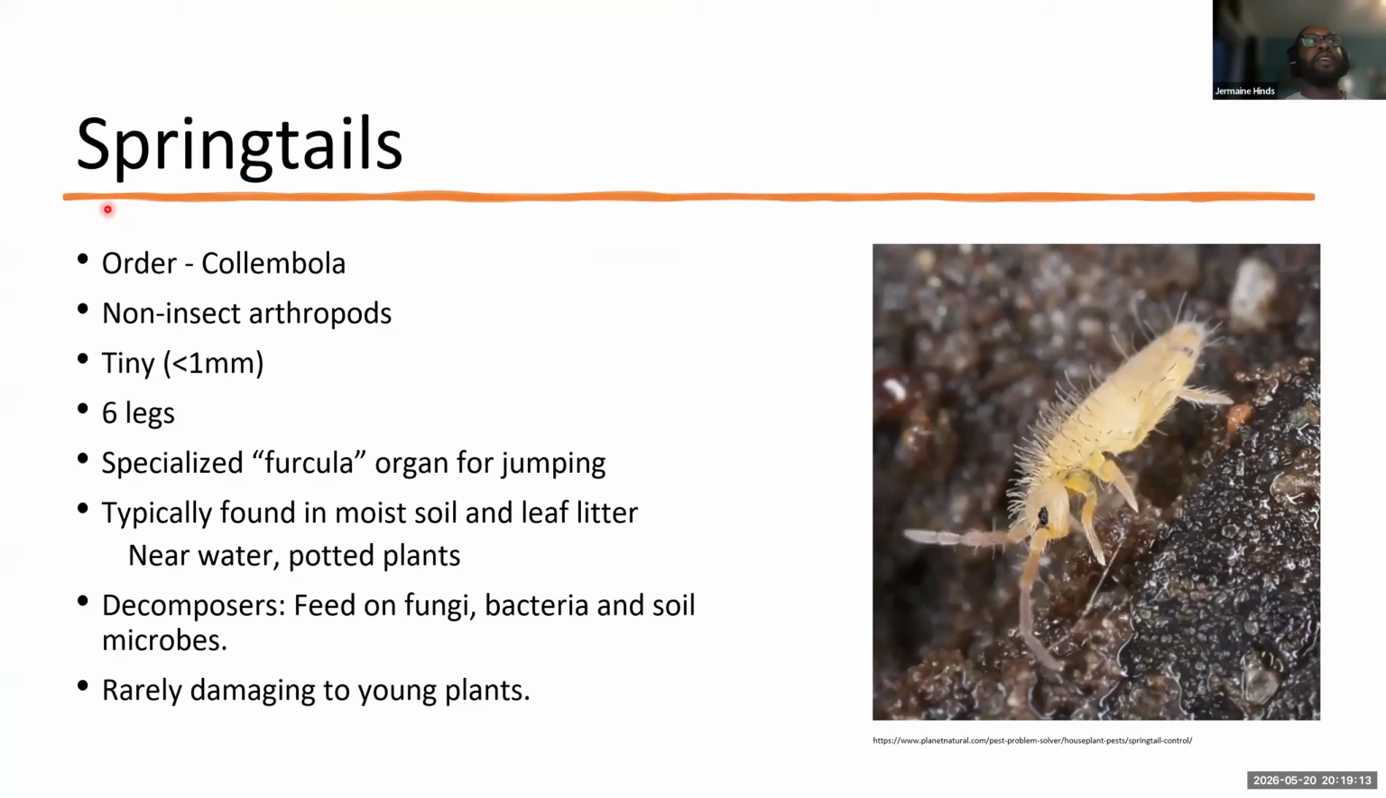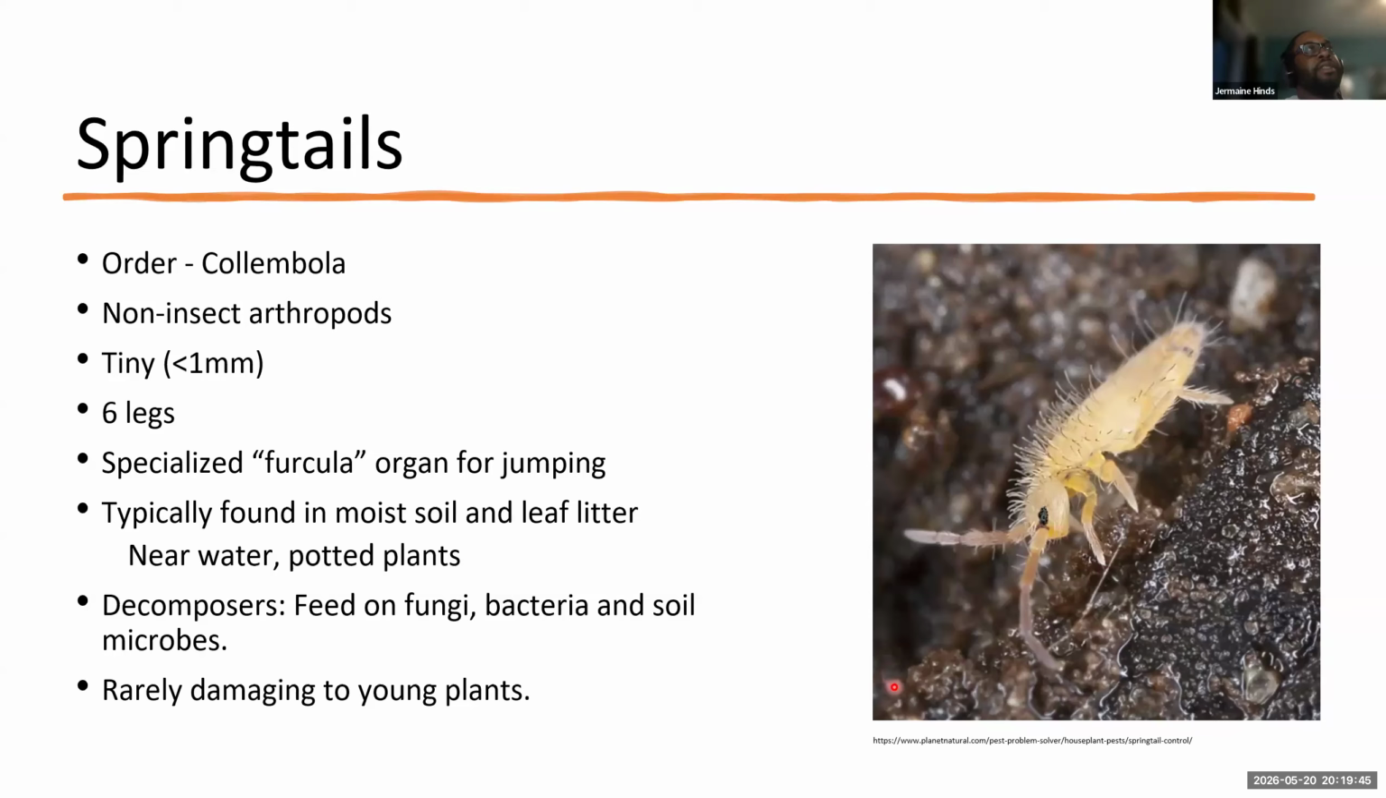Then you have your springtails. They're in an order called Collembola. So these are non-insect arthropods. They're tiny. They tend to have these 6 legs. They have a specialized furcular organ that is used for jumping. So they have this little hinged appendage on their back that they'll flick out and use to jump. And these are typically found in moist soil and leaf litter, near water, near potted plants. They're very important decomposers, feeding on fungi, bacteria, and soil microbes.